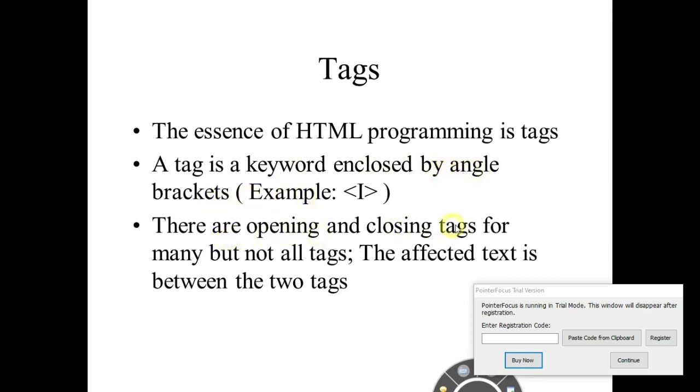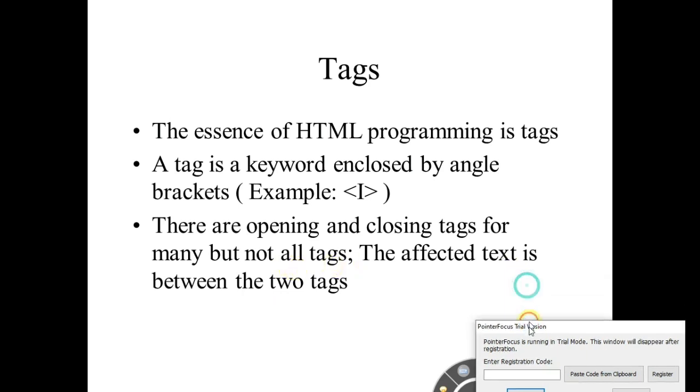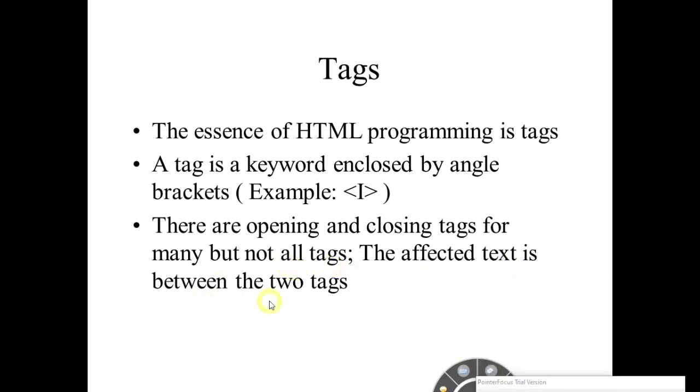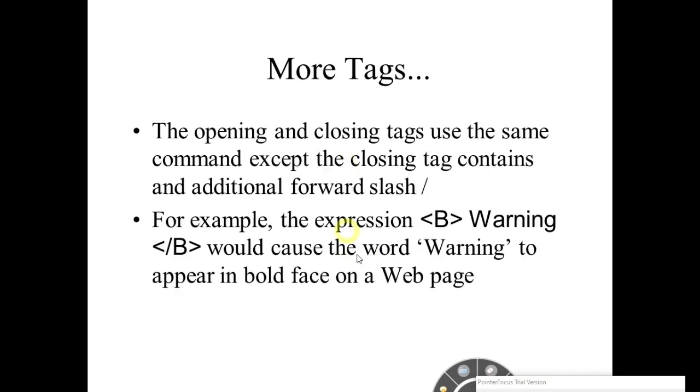There are opening and closing tags for many but not all tags. So every tag has an opening tag and a closing tag, though not all tags. The affected text is between the two tags. In between the opening tag and closing tag we write some content. So this is the basic structure of HTML programming. Let me move to the next slide.